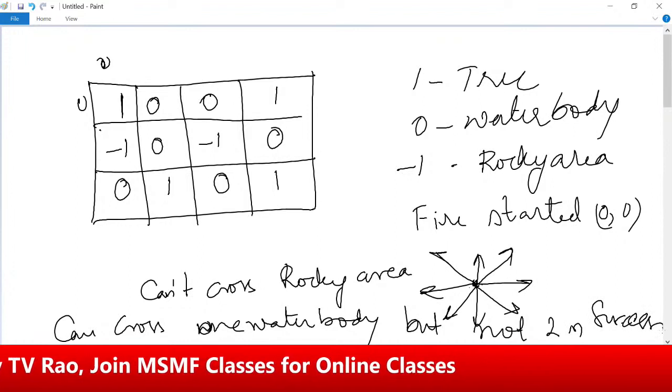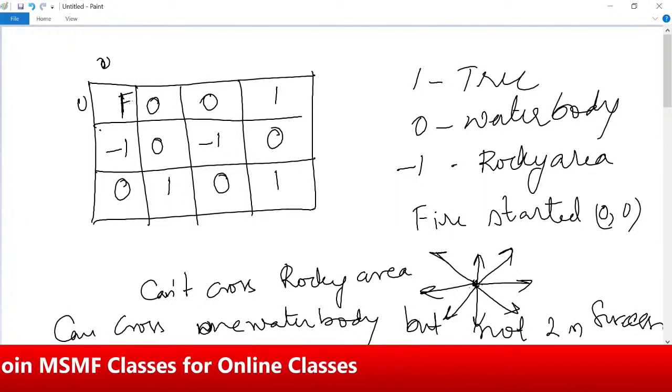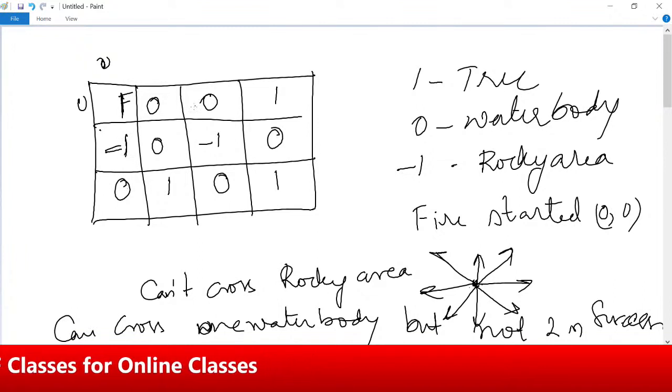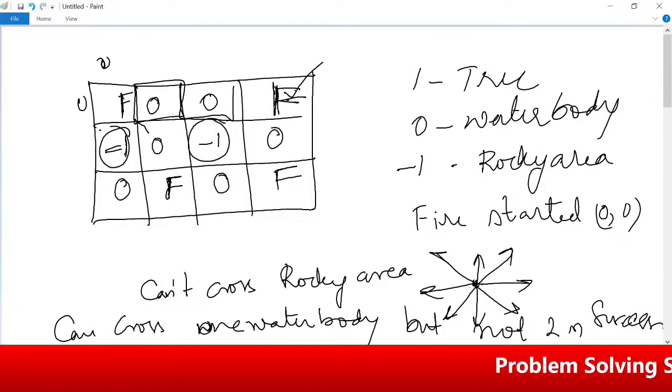Okay. Now fire started here. It cannot go down because there is a rocky area here. It cannot reach this tree because there are 2 water bodies in succession. So this is safe. If there is 1 water body, it can cross. This will catch fire. And this will also catch fire. And this will also catch fire. So all trees will catch fire now, even though there are some rocky areas. Okay. Is this clear?